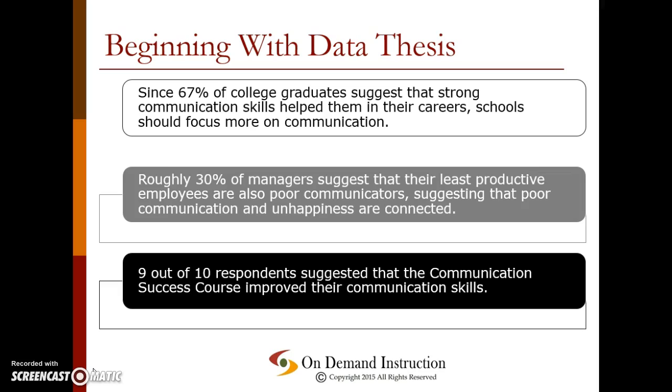Okay, so we're starting off with this data about 67% of college graduates, right? That's the data we're starting off with. But the opinion itself, the arguable opinion that is the thesis, is schools should focus more on communication. Same thing with our second one. We're going to start off with data. Roughly 30% of managers suggest that their least productive employees are also poor communicators, suggesting that poor communication and unhappiness are connected. So we're starting off with data, and then after we've got that, we're following up with the thesis. We're following up with the opinion itself.